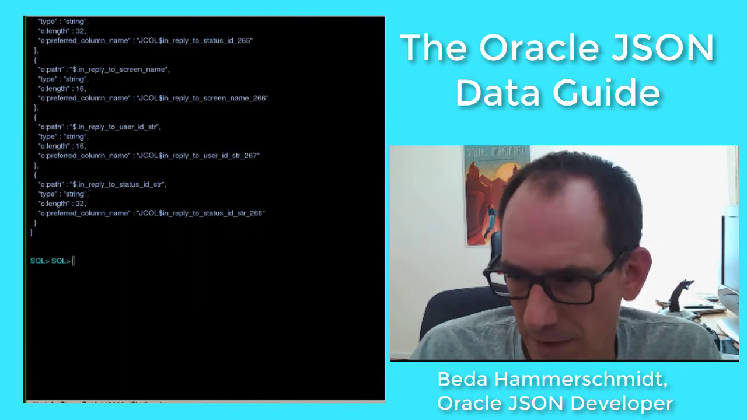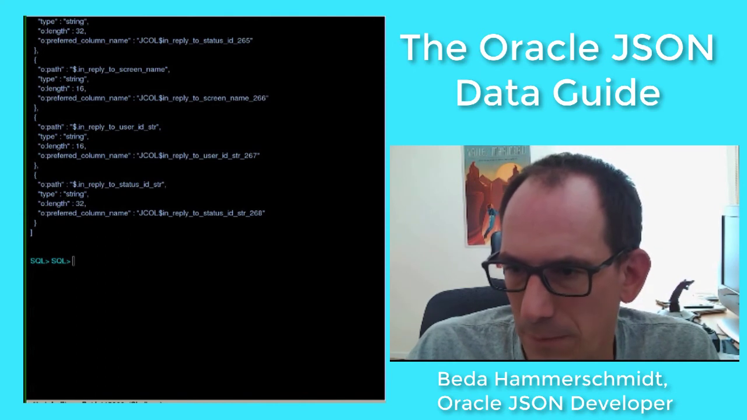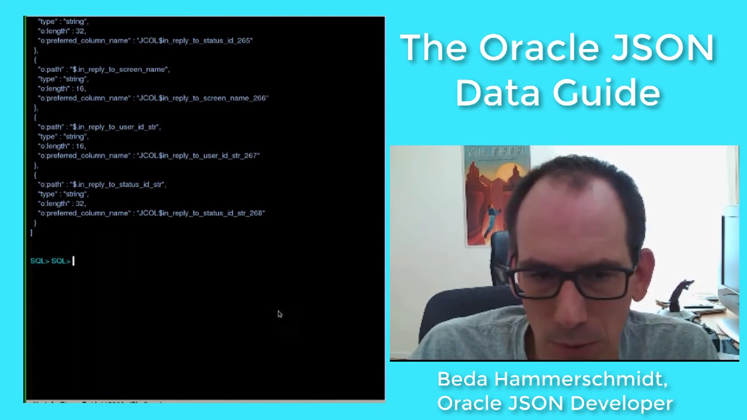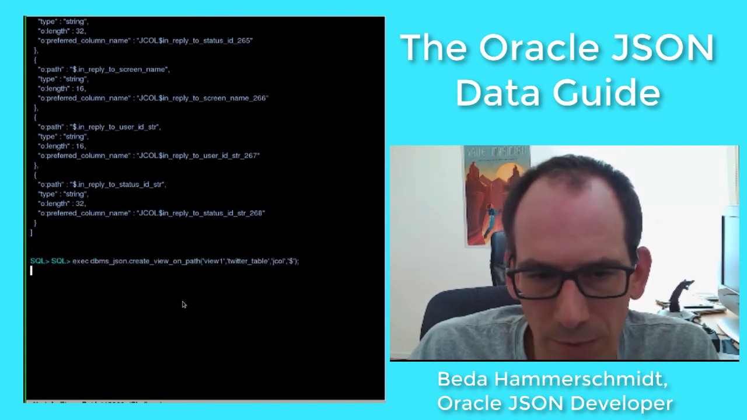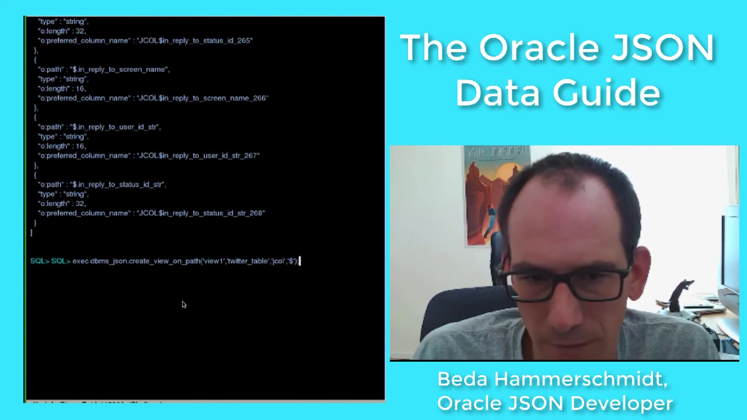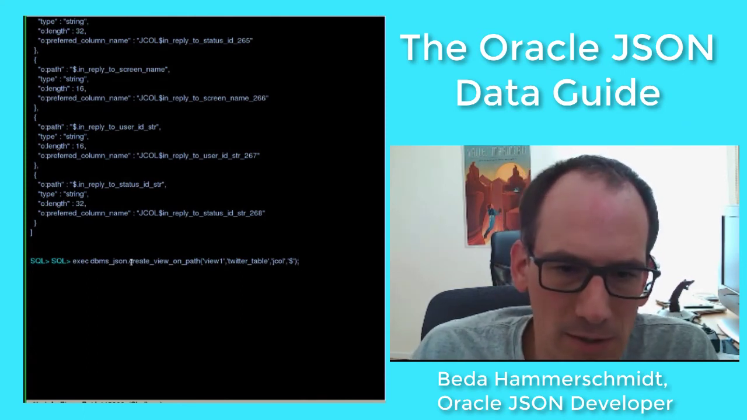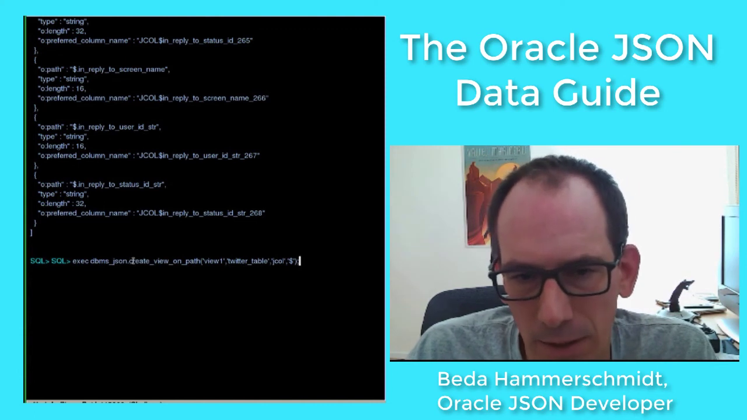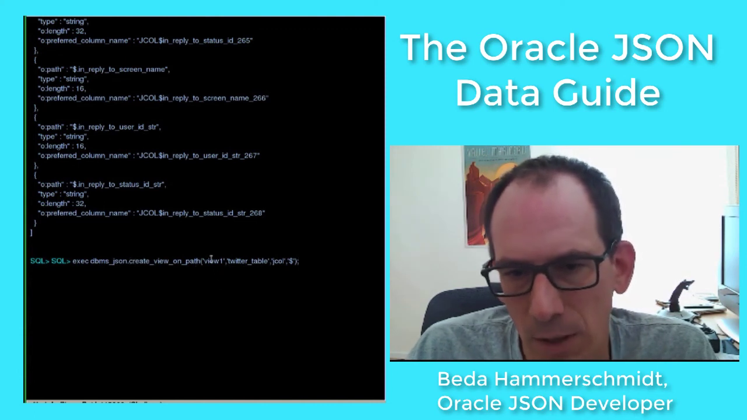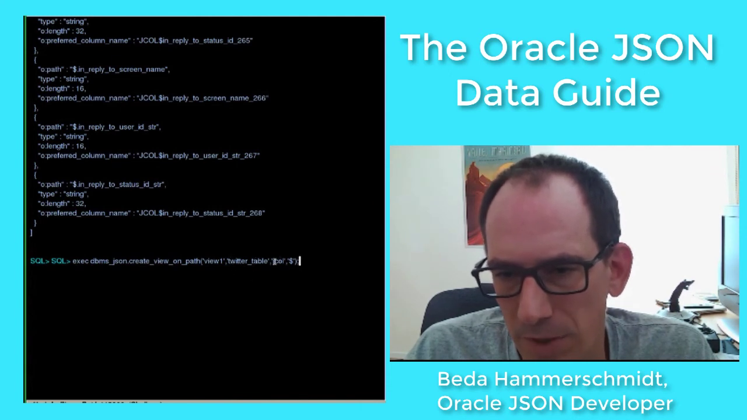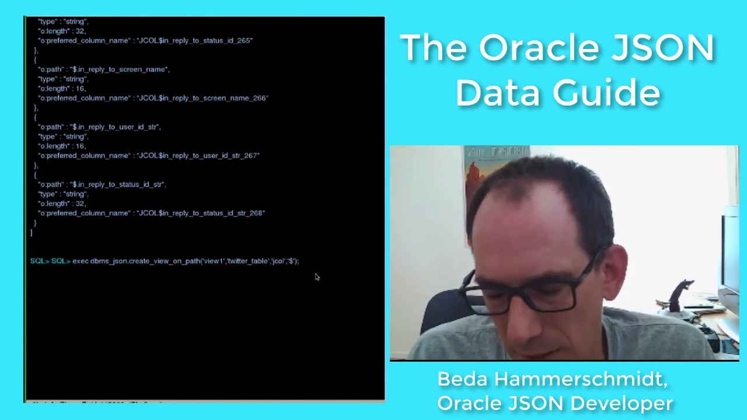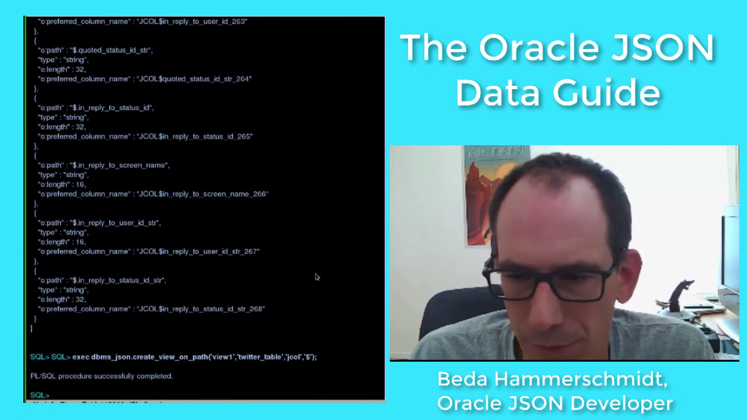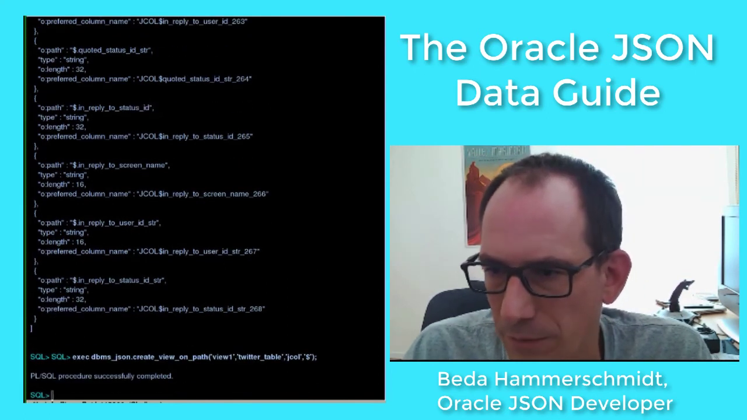So what can the data guide be used for? Well, since we know the path to all these field names or the values associated with these field names, and we also know the data guide, we can automatically create a view for you. So in the DBMS JSON package, we have a procedure called create view on path. We give it a view name, we give it the table name, and the JCol, the column name where the JSON data resides, and we say $ is the path expression, meaning like index everything. So now we have our view.